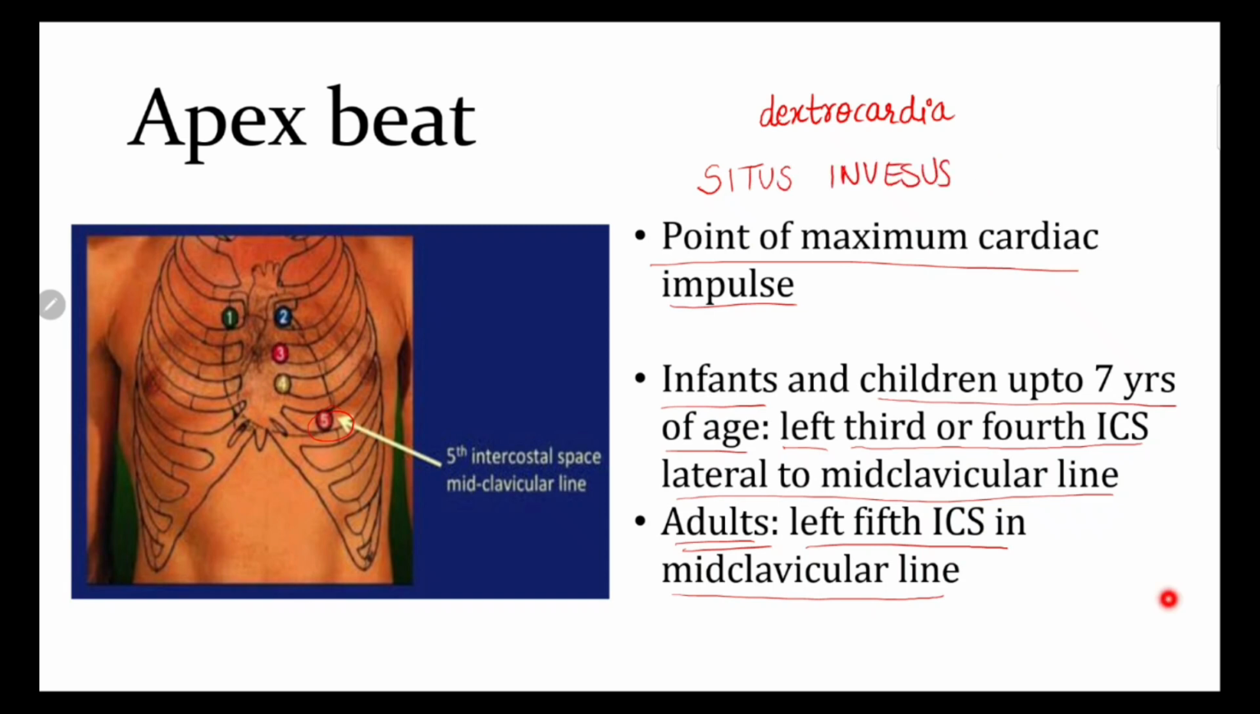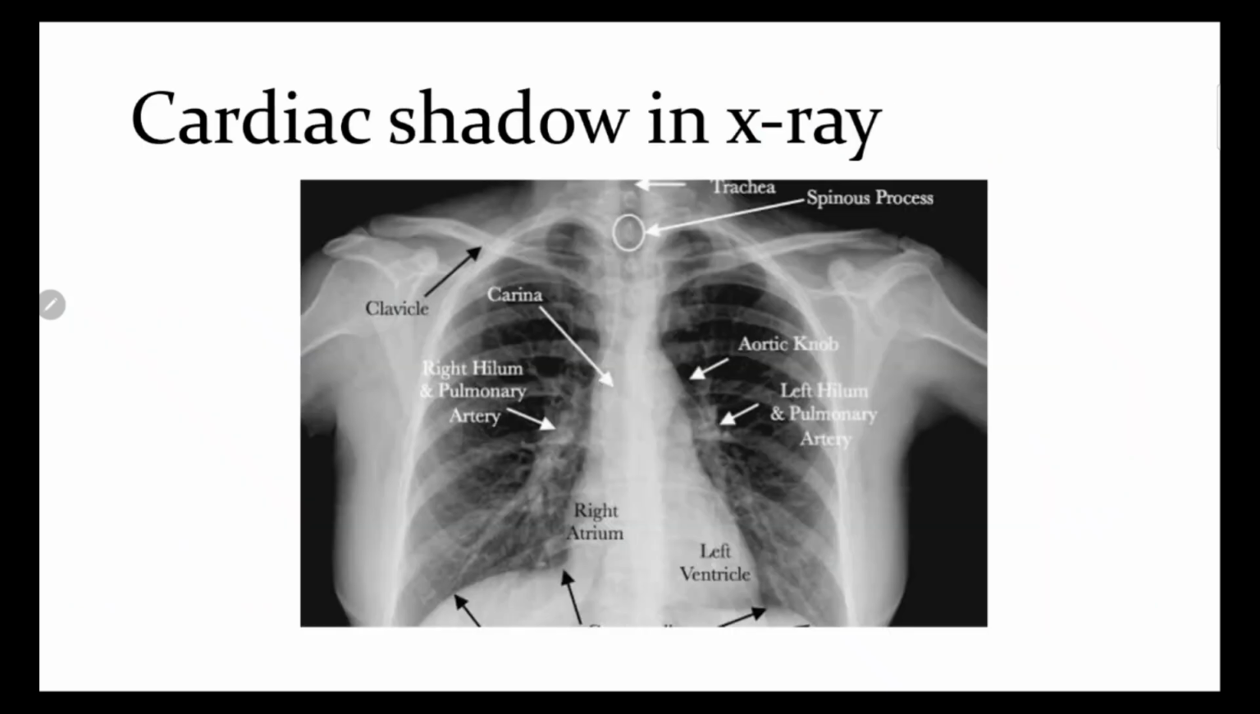Moving on to the radiograph, chest radiograph. Here you can see the PA view of the chest. The cardiac shadow is visible clearly in this X-ray. Here you can see a few landmarks. First we are seeing the aortic knuckle. Then we can see the left hilum and pulmonary artery. Then we can see the carina. Then we can see the right hilum and pulmonary artery, right atrium, and left ventricle. And this is your cardiac shadow.